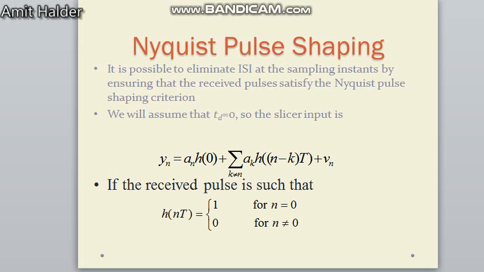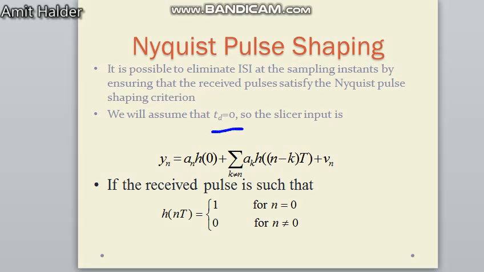So the Nyquist pulse shaping is just providing the... It's possible to eliminate ISI, that's intersymbol interference, at the sampling instance by ensuring that the received pulse satisfies the Nyquist pulse shaping criterion. So, if there is a shaping criterion, if we find the impulse function at the point, that is, the delay time will be zero.